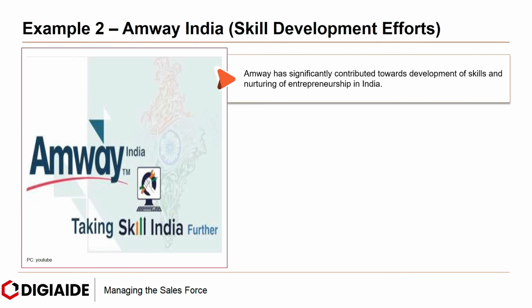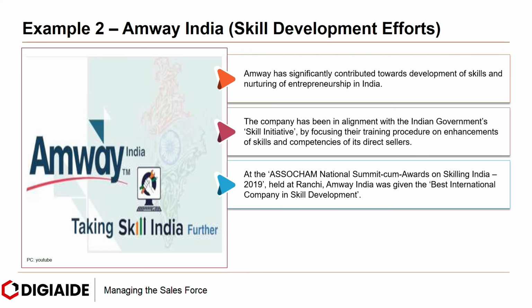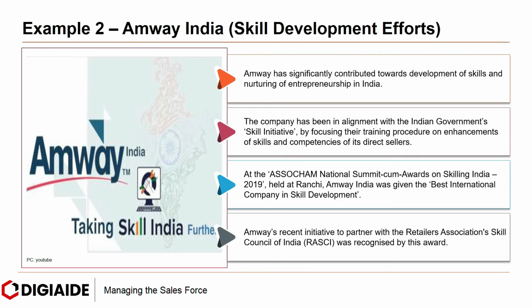Moving on to the second example from Amway India, which includes skill development efforts. Amway has significantly contributed towards the development of skill and nurturing of entrepreneurship in India. The company has been in alignment with the Indian government's Skill Initiative, focusing their training procedure on enhancement of skills and competencies of its direct sellers. At the ASCOM National Summit Cum Awards on Skilling India 2019 held at Ranchi, Amway India was given the Best International Company in Skill Development. Amway's recent initiative to partner with the Retailers Association Skill Council of India was recognized by this award.